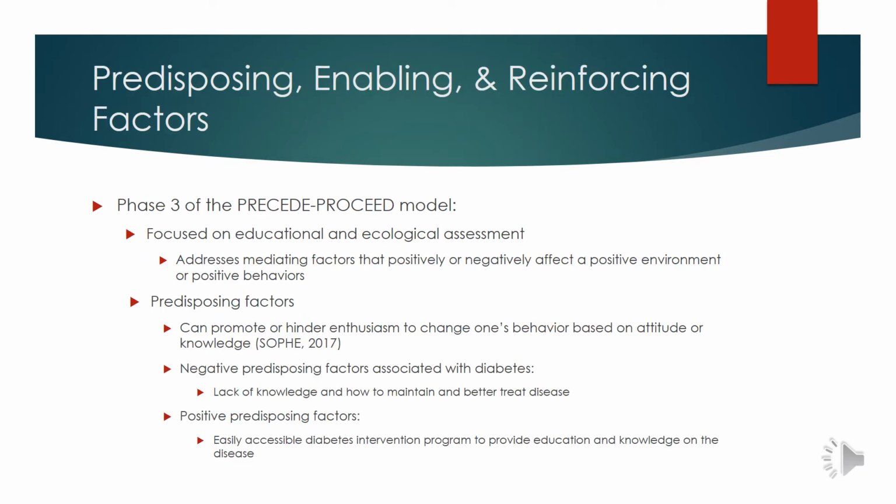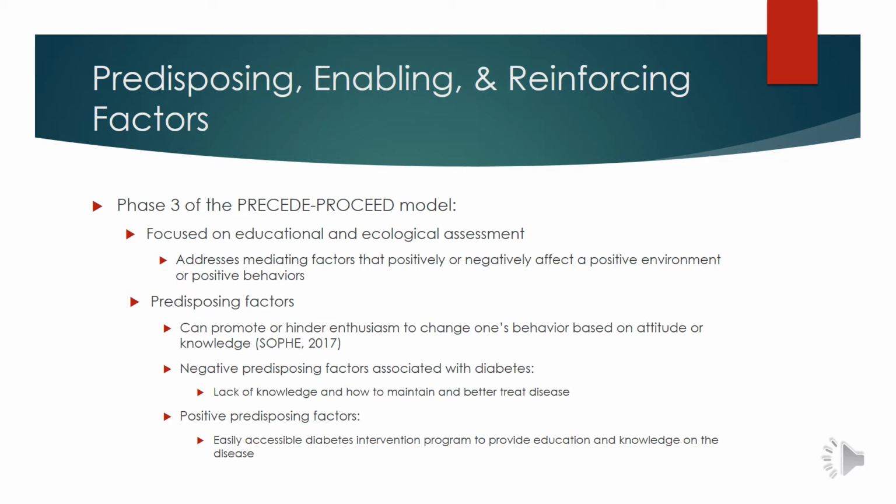The PRECEDE-PROCEED model is composed of 8 phases. One particular phase is phase 3, which is focused on educational and ecological assessment, which addresses mediating factors that positively or negatively affect a positive environment or positive behaviors. These factors include predisposing factors, enabling factors, and reinforcing factors.